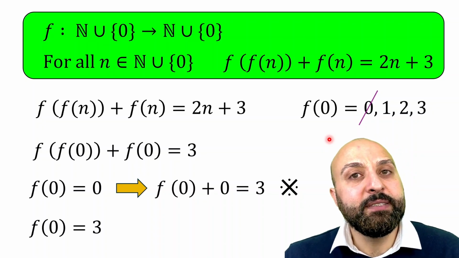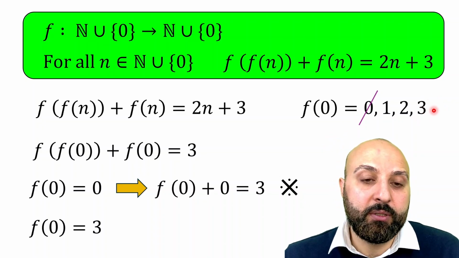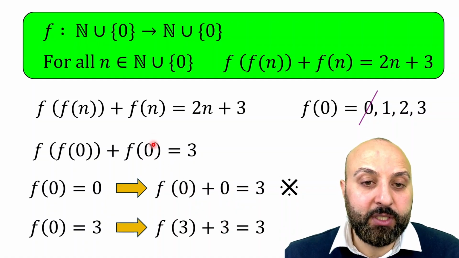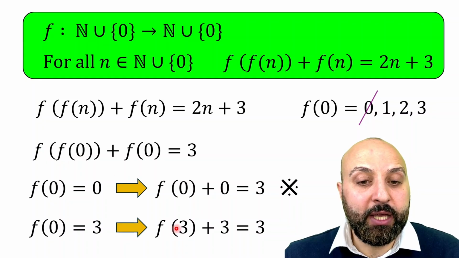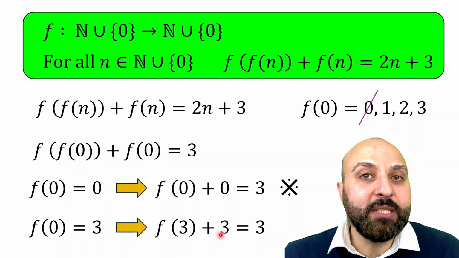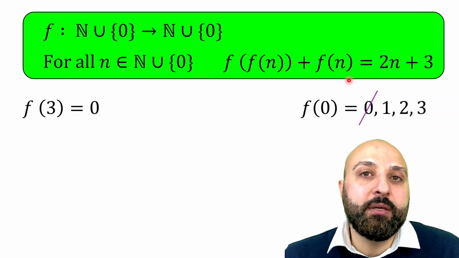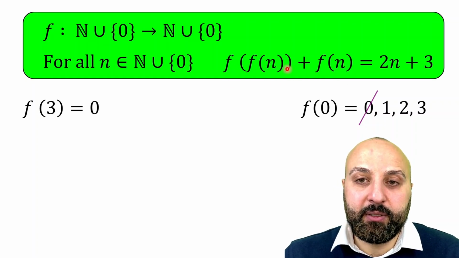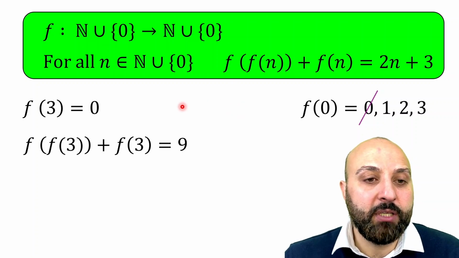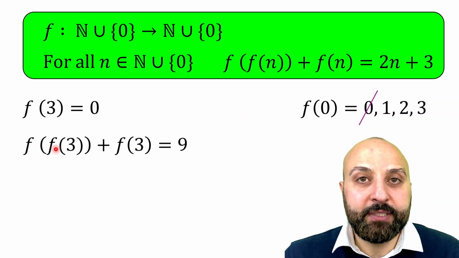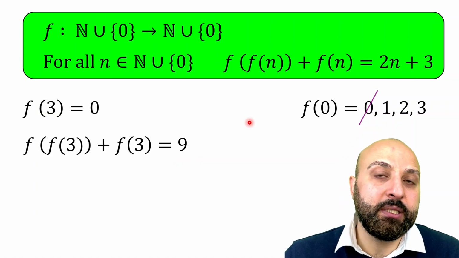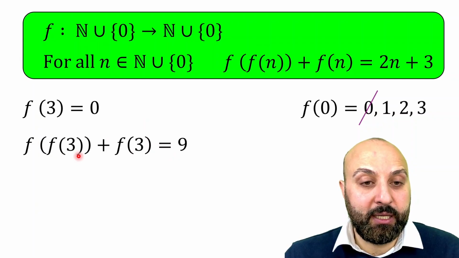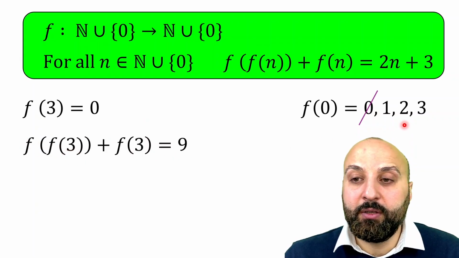Now let's say f(0) is equal to 3. If I take this one, what happens? We get f(3) + 3 equal to 3, because f(0) is 3. That means f(3) is equal to 0. Now I'm going to put n equal 3 in this equation. We know that f(3) + f(f(3)) is equal to 9, because 2 times 3 plus 3 is equal to 9. But we know that f(3) is 0, so this is 0, and here it is f(0), which we assumed is 3.